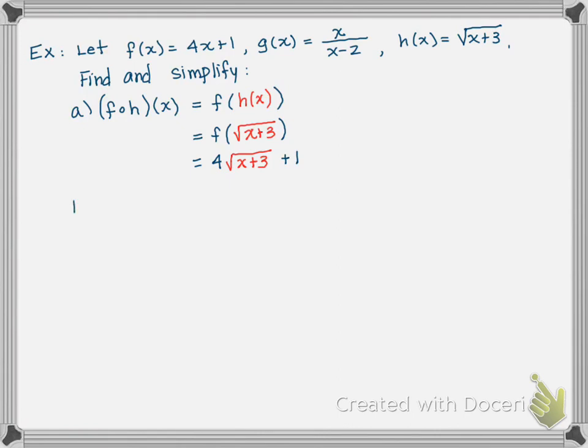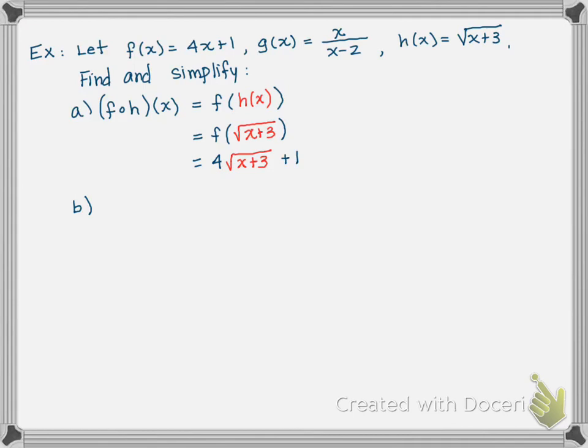So let's try another one. So that's your answer? Uh-huh. That can't be simplified anymore, right? Because my radicand doesn't have any perfect square factor, so there's nothing I can do to simplify. So h of x in parentheses, that's an input within itself.